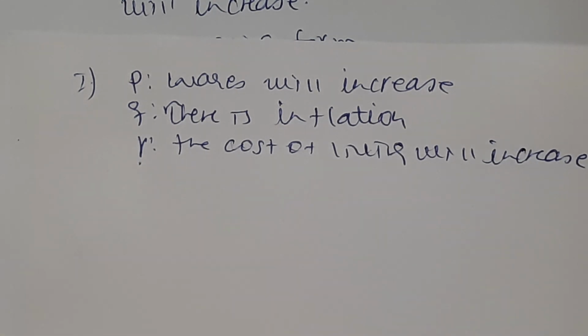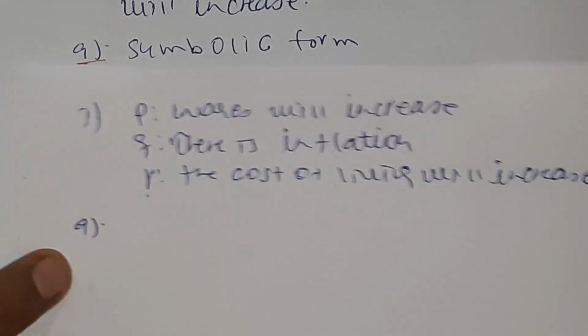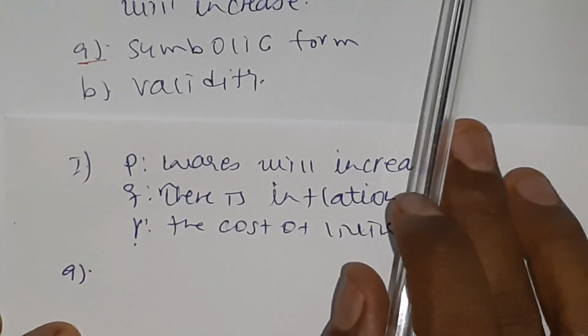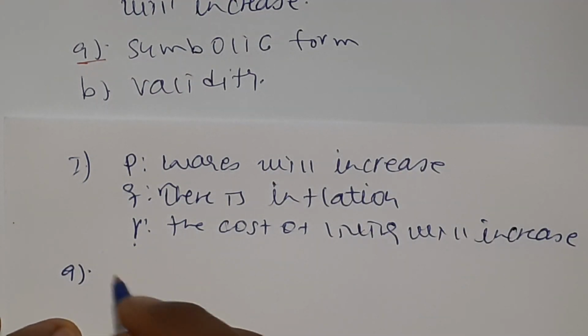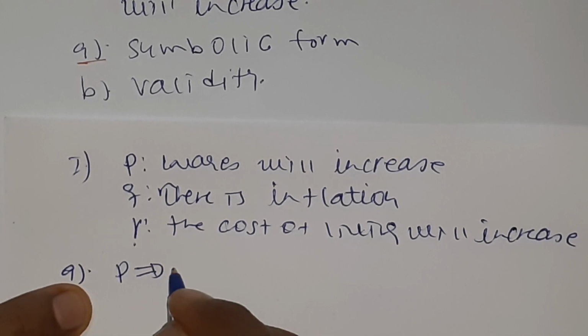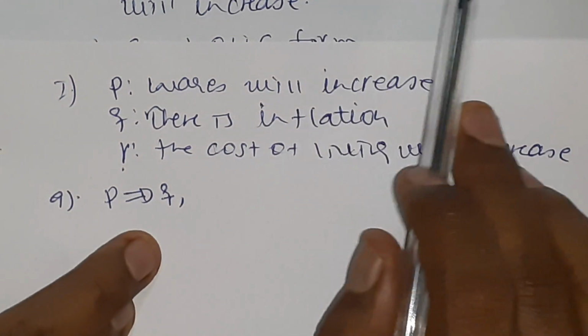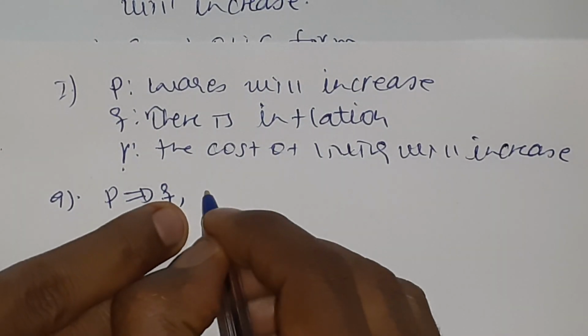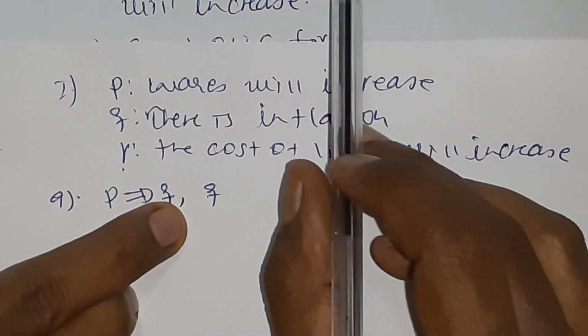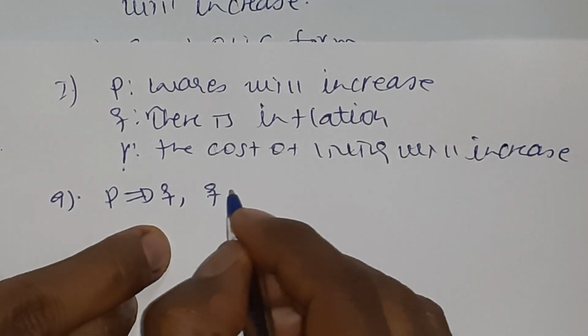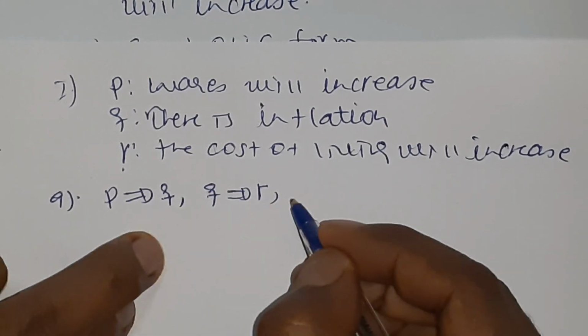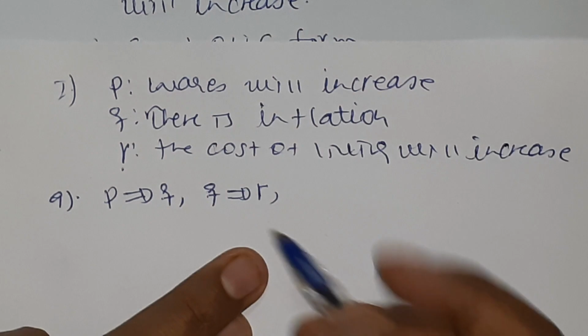So we have three simple statements. Then, in order to represent each premise using symbols, the first one, that is A, will be wages will increase only if there is inflation. That is, if wages will increase, then there is inflation. So the first will be P implies Q. The next one, if there is inflation, that is Q implies the cost of living will increase, that is Q implies R, and the other is wages will increase, that is P.